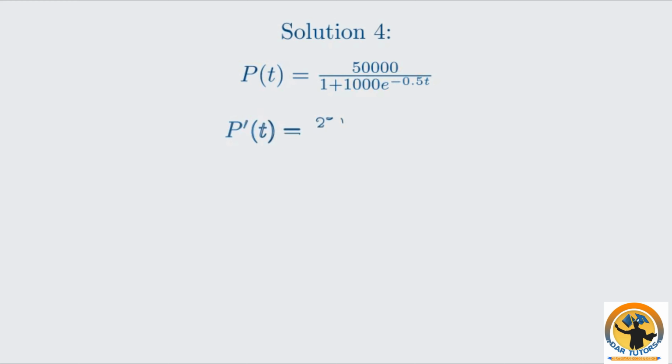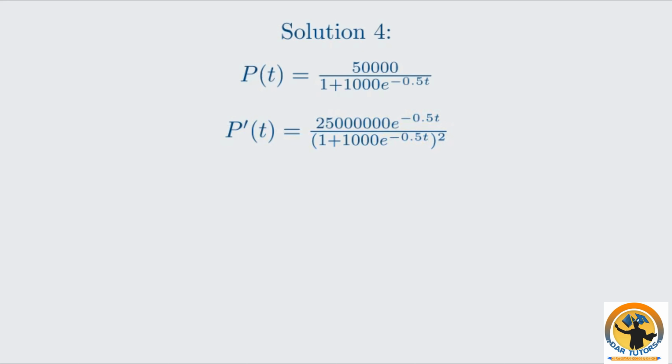Next, question 4. This is a rate of change problem. We need to find when the population is growing fastest, which means we need to maximize the rate of growth, P prime of t. P of t equals 5,000 divided by 1 plus 1,000 e to the negative 0.5 t. First, find P prime of t using the chain rule. This gives P prime of t equals 25 e to the negative 0.5 t, divided by the square of 1 plus 1,000 e to the negative 0.5 t.